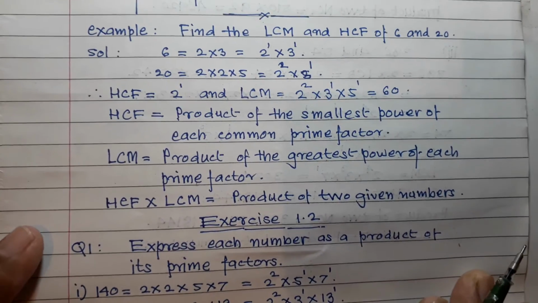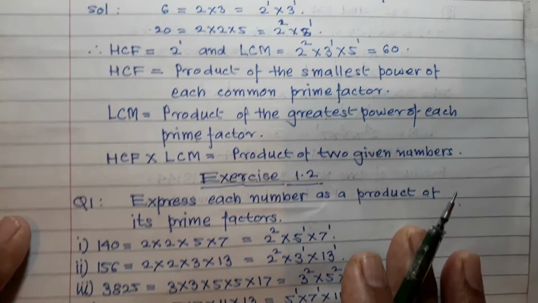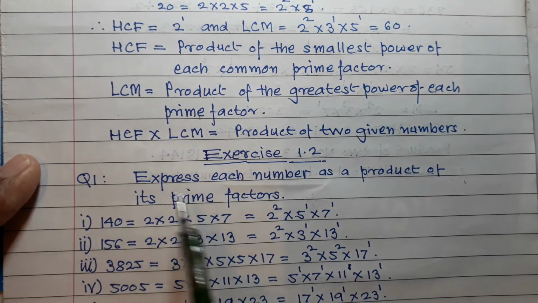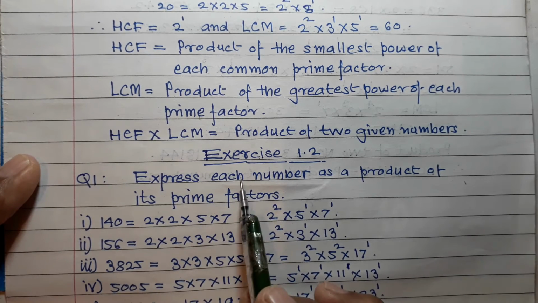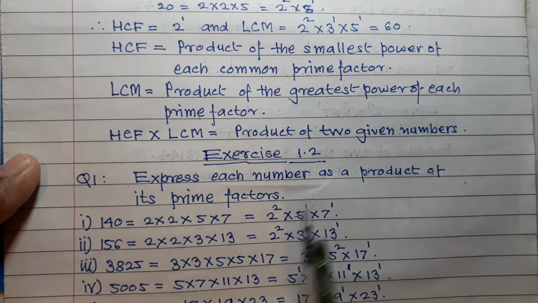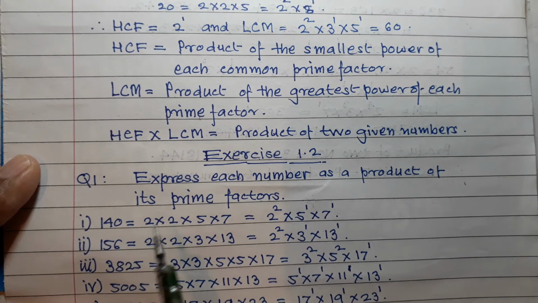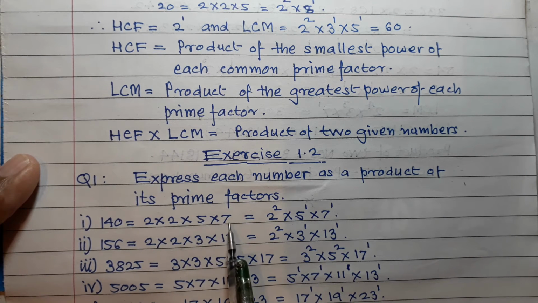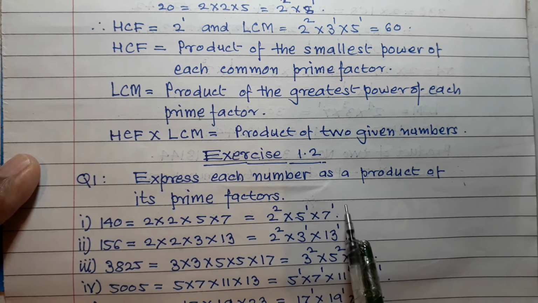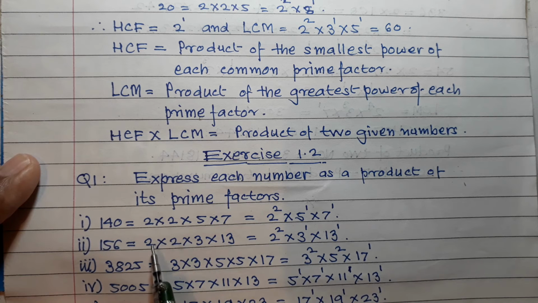Now we'll solve some examples from practice set 1.2. Exercise 1.2, question number 1. Express each number as a product of its prime factors. 140 is equal to 2 into 2 into 5 into 7, so 2 raised to 2 into 5 raised to 1 into 7 raised to 1. 156 is equal to 2 into 2 into 3 into 13, so 2 raised to 2, 3 raised to 1, 13 raised to 1.